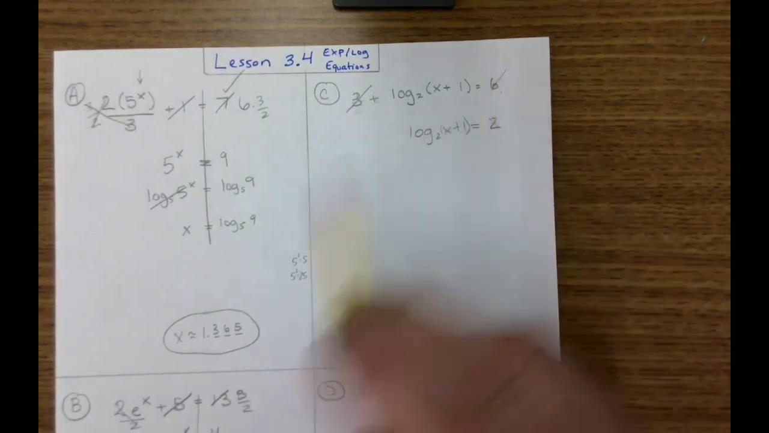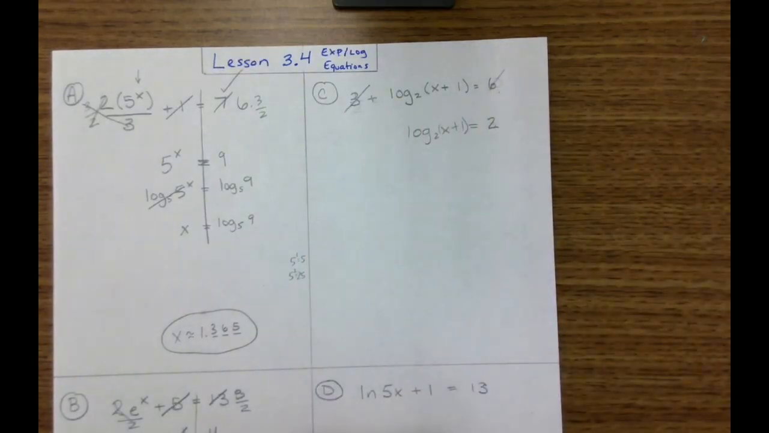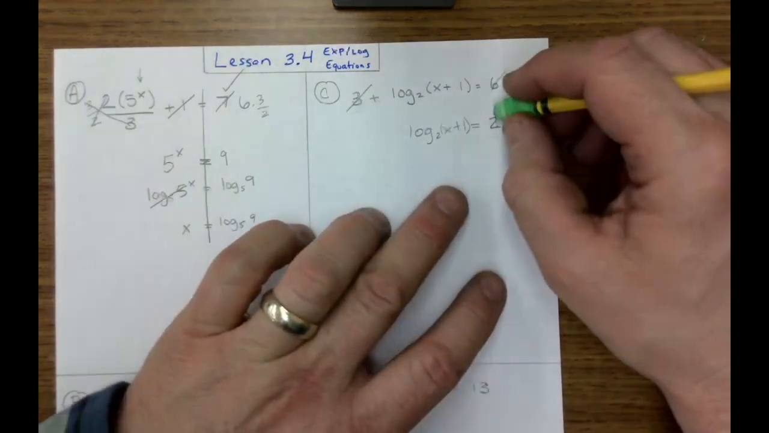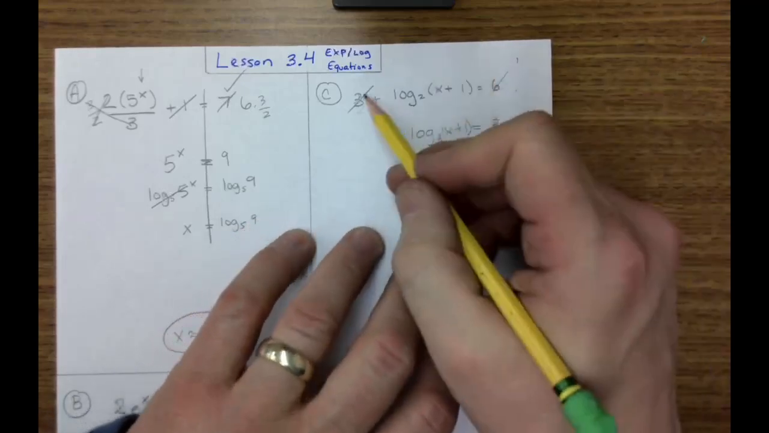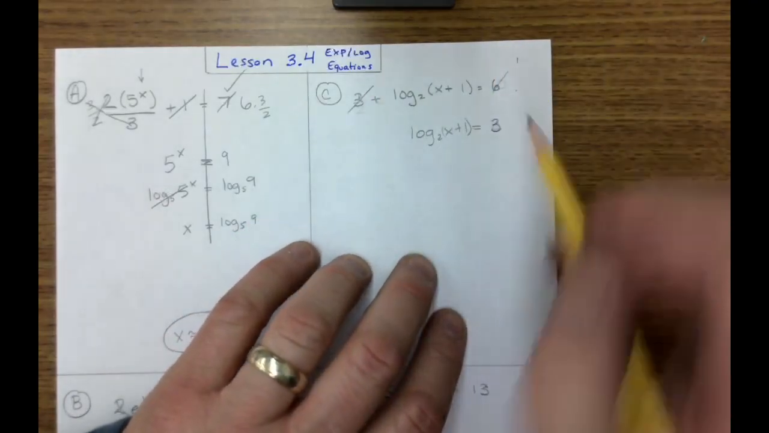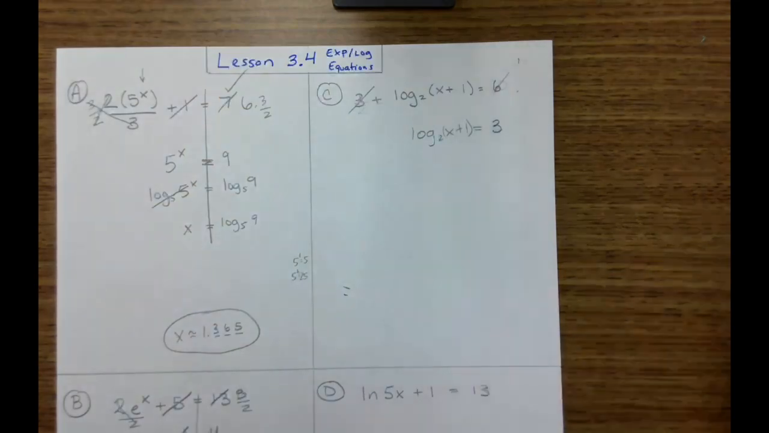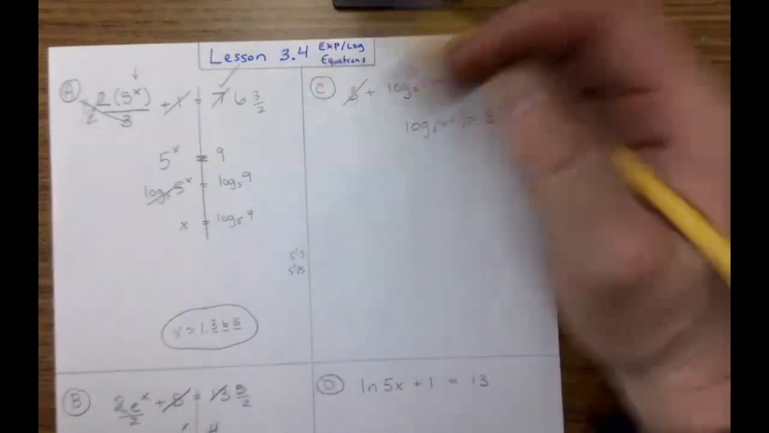I subtracted that over, and now let's just go ahead and change it to a power problem. Whoops, this should have been 3, I'm sorry. 6 minus 3 is 3. Going too fast here. Let's slow down and let's go ahead and check this.